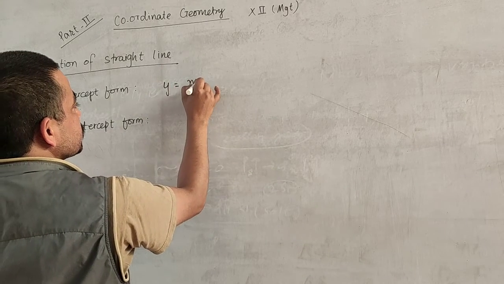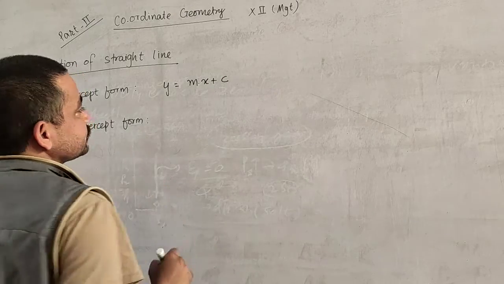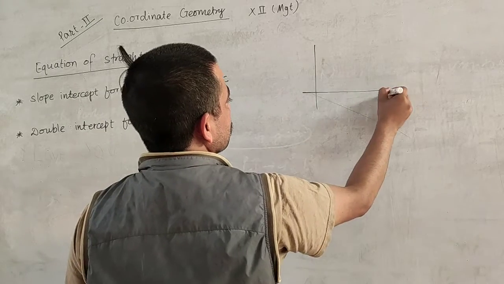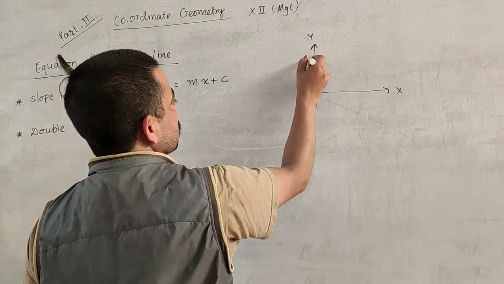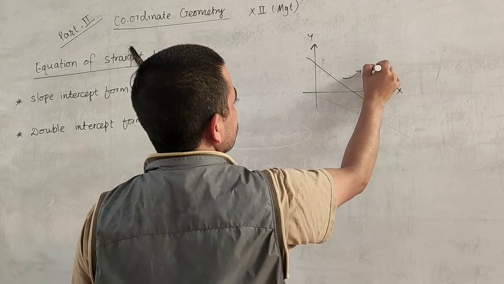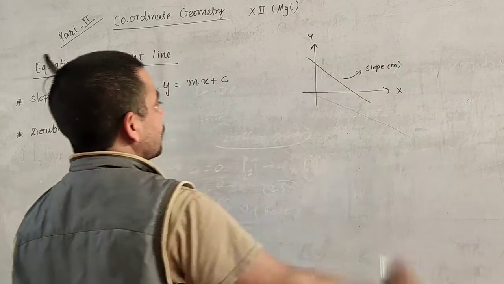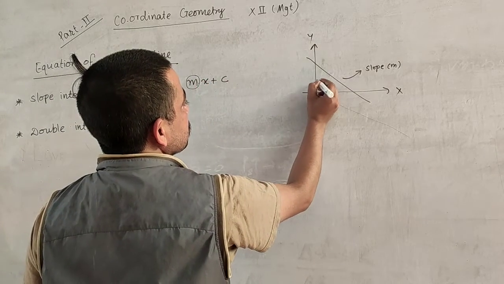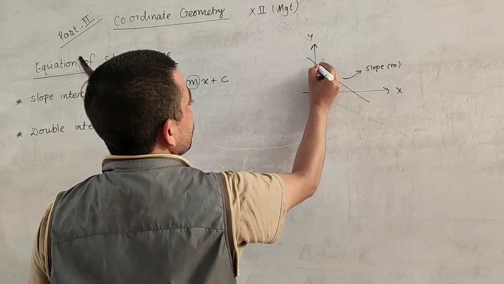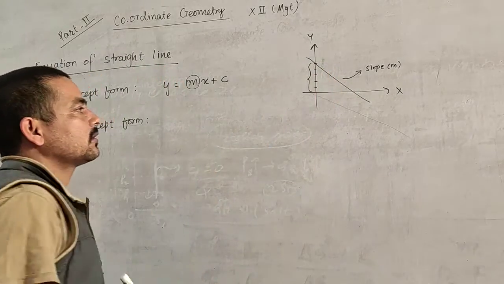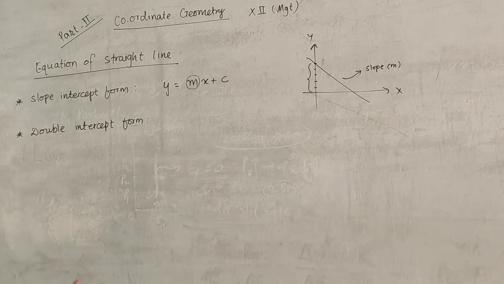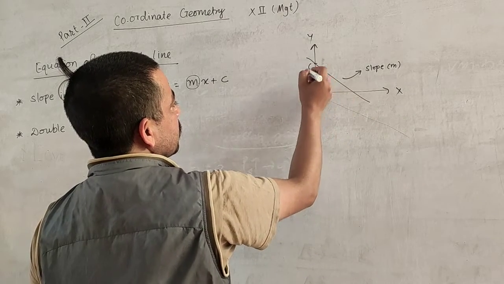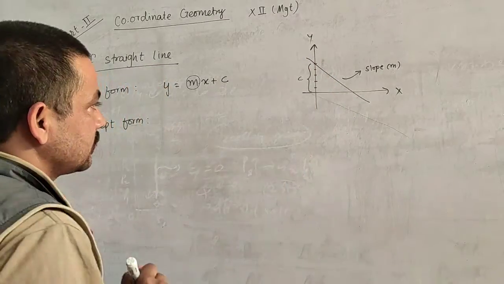You all know y equals to mx plus c, where m भनेको के? m भनेको the slope of the line, and c भनेको c is the intercept, y intercept made by the line with y axis. Y intercept c. Here 1, 2, 3, 4, 5. The value of c is 5.